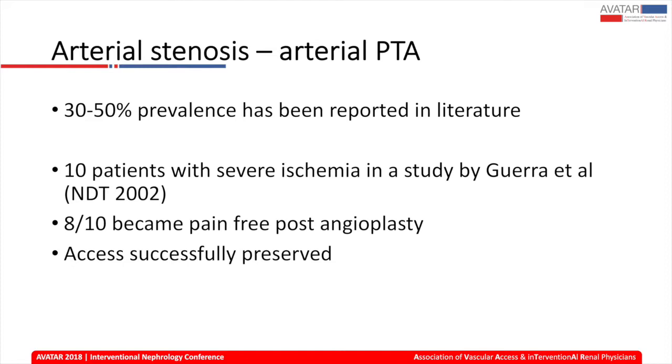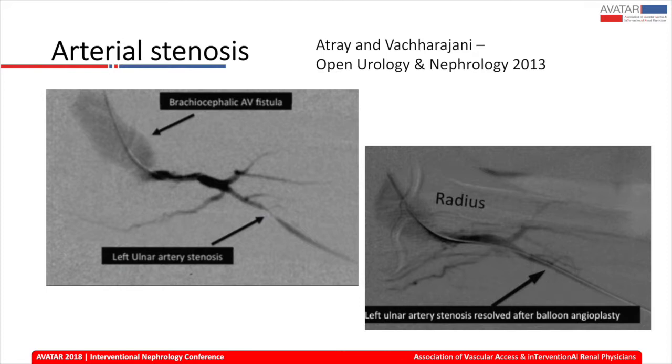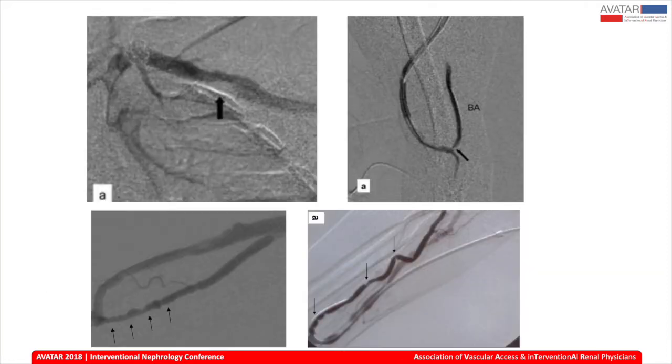So arterial stenosis, the prevalence is known to be 30 to 50% in literature, and in this study, 10 patients had severe ischemia related to a proximal arterial stenosis, which was easily treated with angioplasty, and post-angioplasty, with improved peripheral circulation, the symptoms subsided. Here's an example that I had in my practice where the patient had a brachiocephalic fistula. If you look at the distal ulnar artery, there was pretty tight stenosis, which was the reason for peripheral hand pain, and post-angioplasty, the distal circulation improved with improvement in the symptoms.